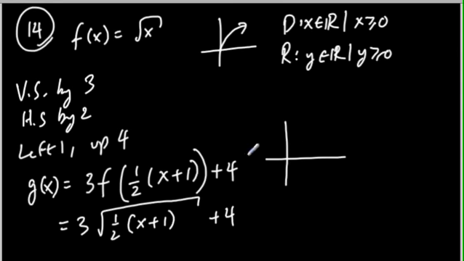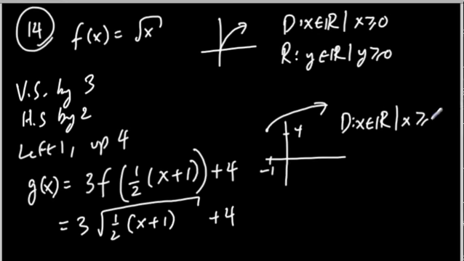So we are going to the left one. There's no reflection, so it would still go this way. Remember, the vertical and horizontal stretch will change the shape, but they won't change the direction. It's left 1, so it's -1, up 4, so it's 4. So basically that's our coordinate. So the domain is x is an element of reals, x is greater than or equal to -1. The range is y is an element of reals, and y is greater than or equal to 4. And that's the domain and range.